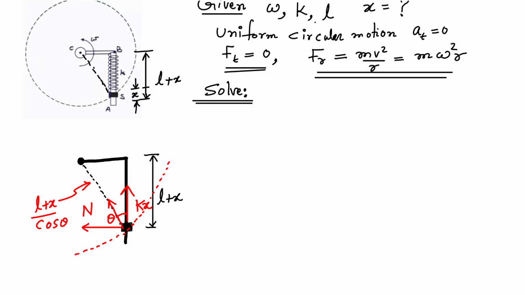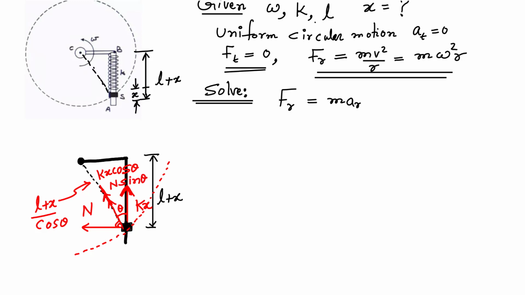Now let us write the equation in the radial direction, that is, force in the radial direction equals mass into acceleration in the radial direction. So what are the forces? You will have this kx; the component of kx in the radial direction will be kx cos theta. And the normal reaction will have a component. This angle is theta, so this angle will be 90 minus theta. So the normal reaction will also have a component in this direction, and that will be N sin theta.